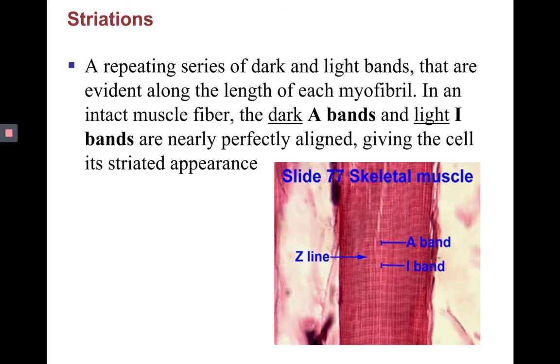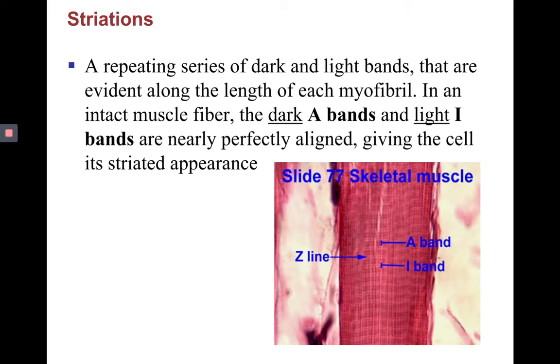Next, let's talk about the striations. So we know striations in skeletal and cardiac muscle are because of repeating arrangements of the myofilaments, being actin and myosin. Well, these repeating elements create light and dark bands. So the repeating elements create striations by creating areas where there is overlap of the myofilaments and then areas where there is no overlap of the myofilaments.